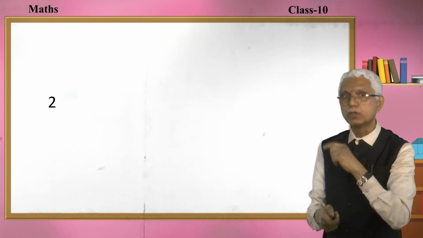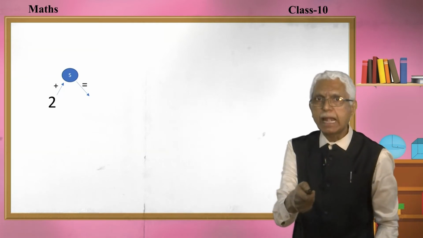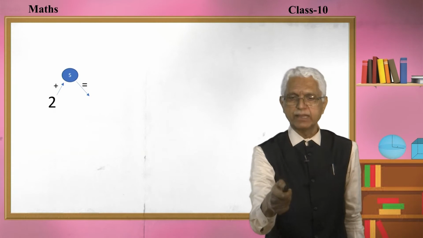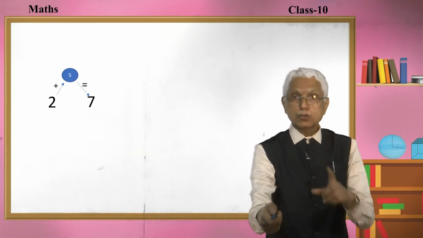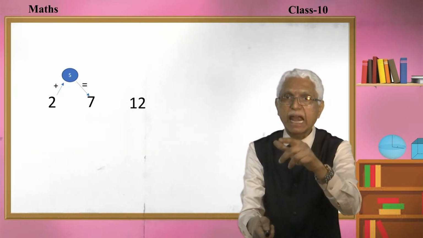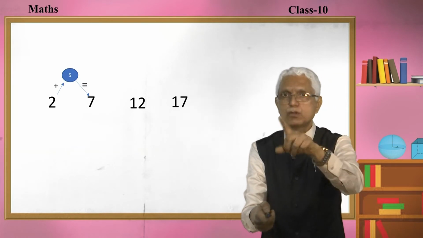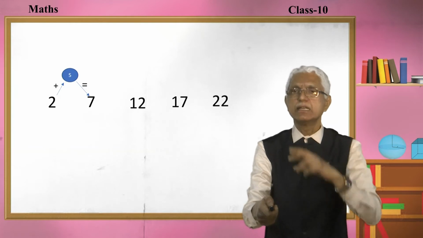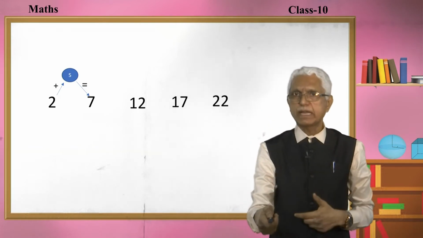What will I do now? Please observe. I am adding 5 to it, correct? I have taken a number 2, I have added 5, I get 7. To that 7, I will add 5 to get 12. To that 12, I will add 5 to get 17. To 17, I will add 5 to get 22.